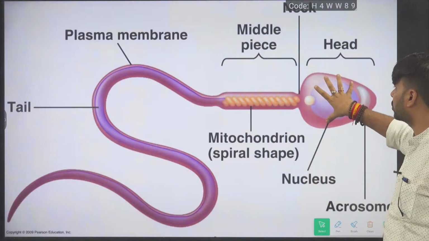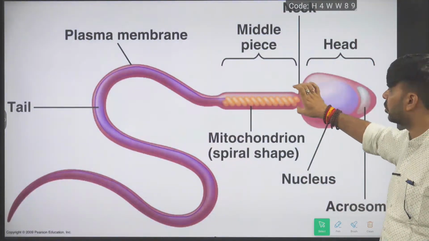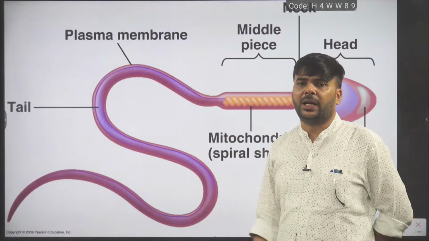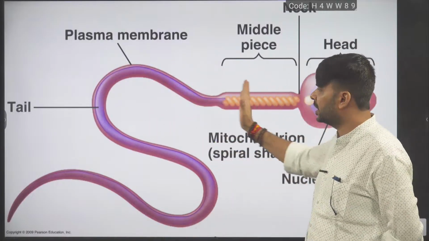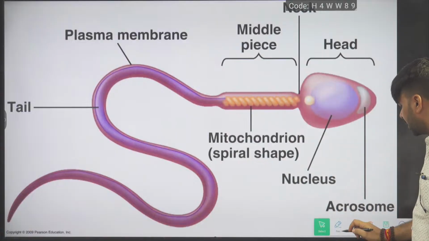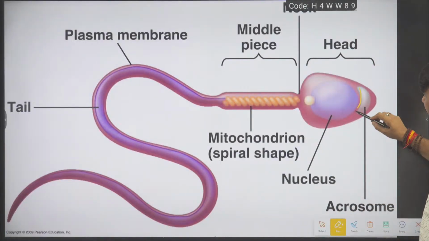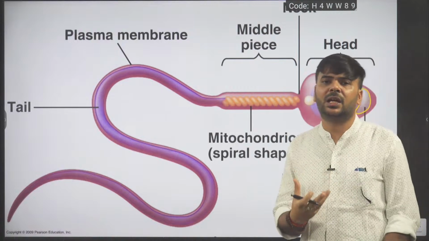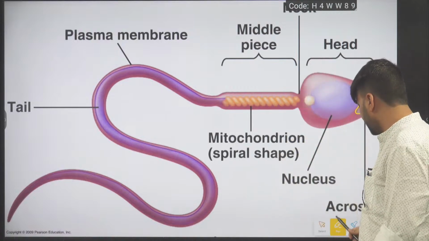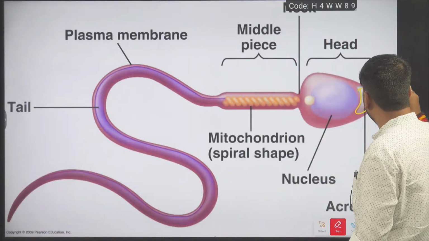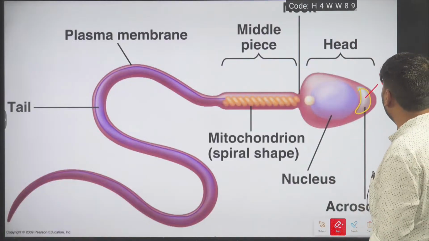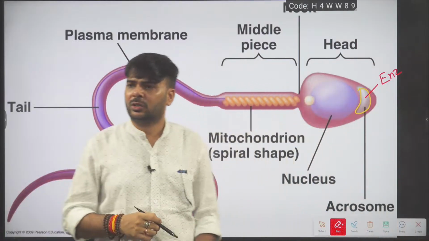In sperm structure, this is called the head, this is called the neck, this is called the middle piece, this is called the tail. Okay, head, neck, middle piece, tail. The head area contains the acrosomal cap. Acrosomal cap is nothing but the enzymes for fertilization. It contains enzymes for fertilization.